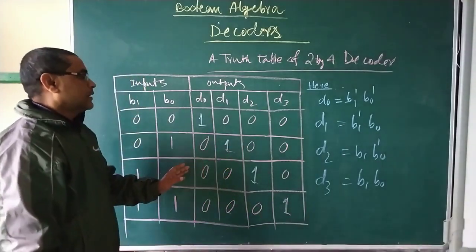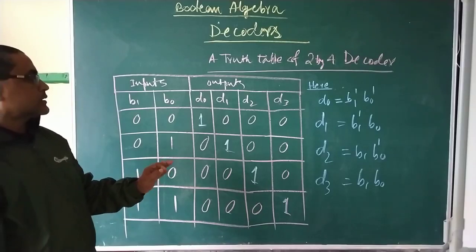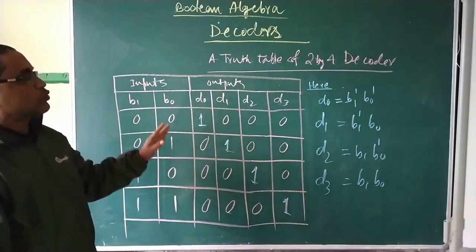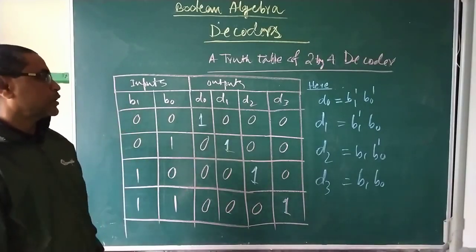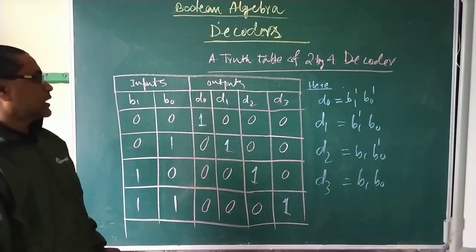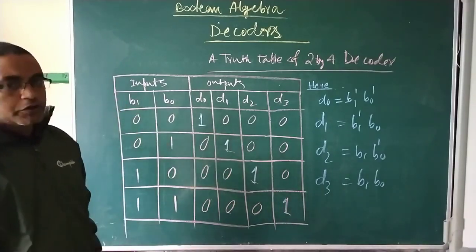You don't have to write anything extra, maybe a little bit if they ask for workings. Otherwise, if they ask for the truth table for a 2x4 decoder, this is the truth table for the 2x4 decoder. So this is the way you have to draw it.